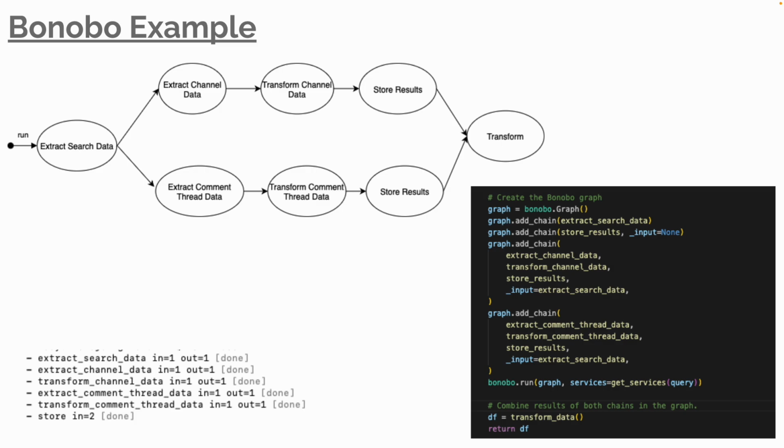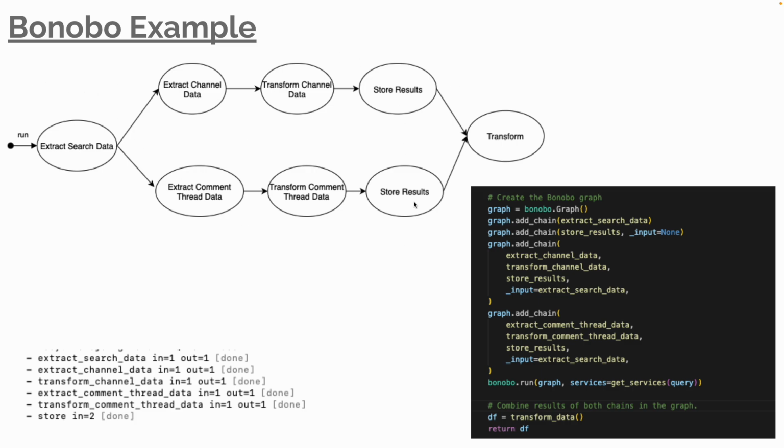Now, we can do that using multiprocessing or multi-threading. Definitely, I've done that plenty of times. But as you can see from the code here with the chains, it's really easy to write these things. You set up a graph, you have your chains of execution, like this is one, right? Extract data, transform data, store results, that's a chain. Extract comment thread data, transform comment thread data, store results, that's another chain. So we add those chains to the graph, we run it, and boom, it takes care of everything.